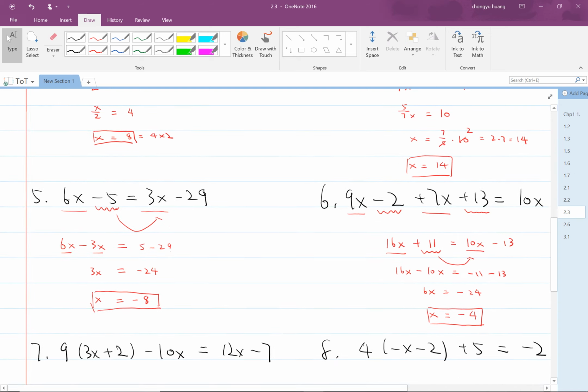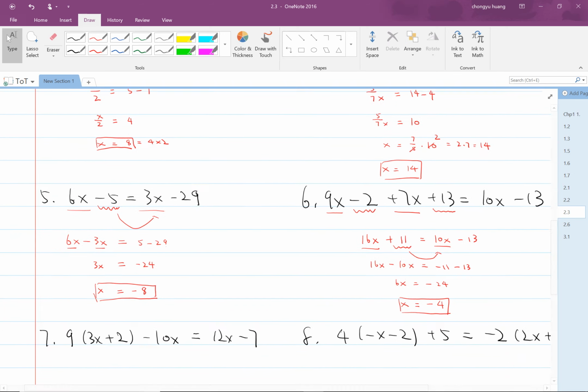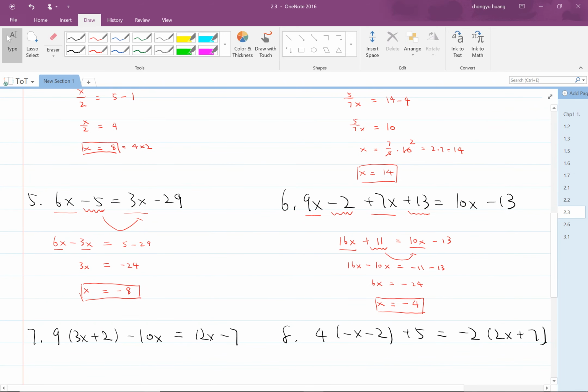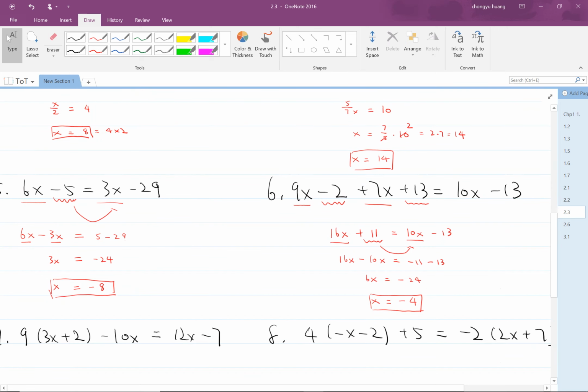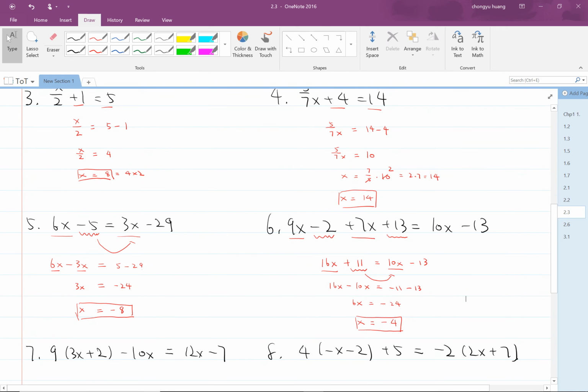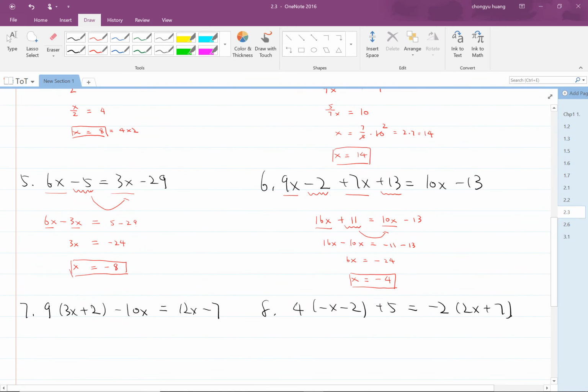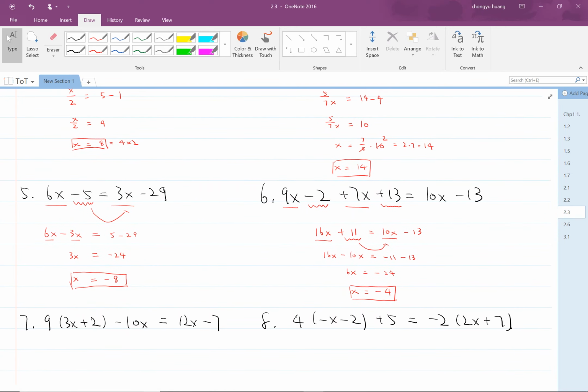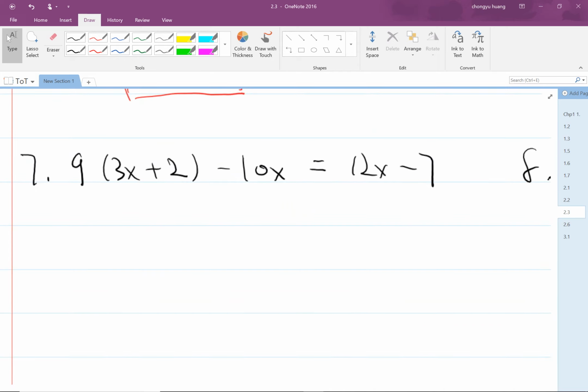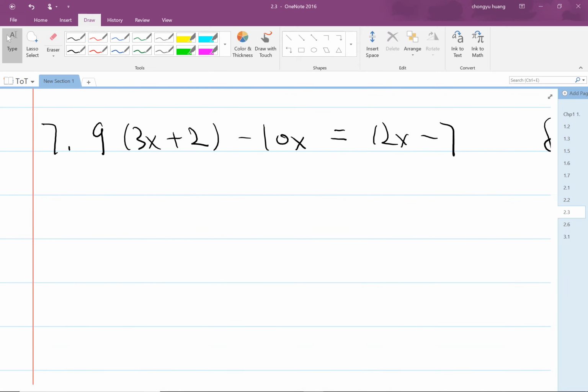Okay, so let's do questions. I think there are still some questions left, so let's do question 7. Now it's a little bit more steps, but you should know how to do it in order to solve the question, right?